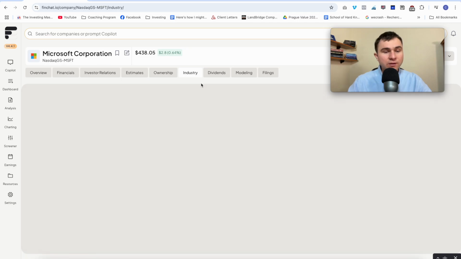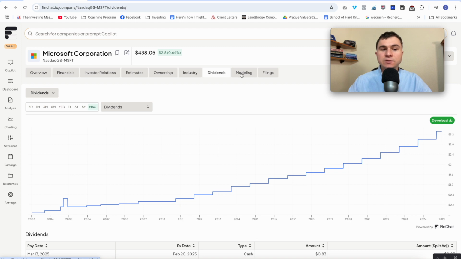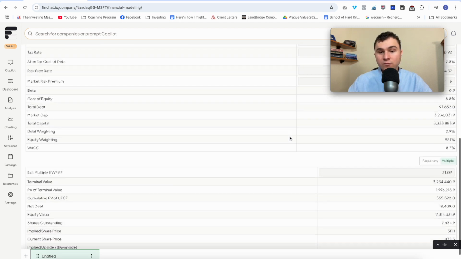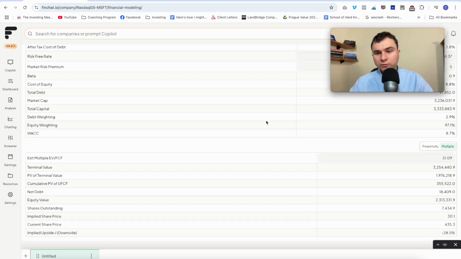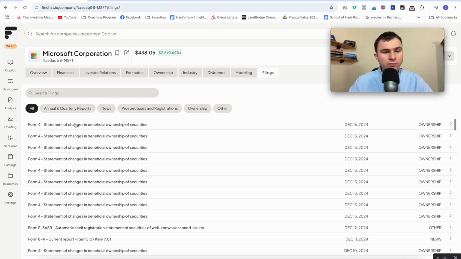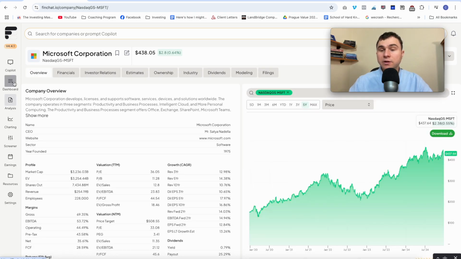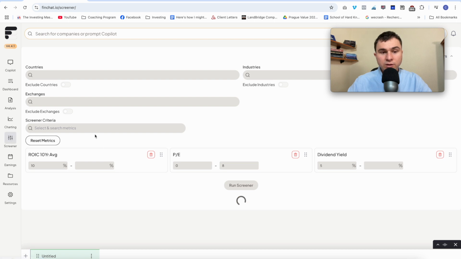And if you go to this type of industry, you have some competition, software companies, you can have dividends, you can play with the modeling to have a valuation. I'm not a big fan of this part, I rarely use it. And filings, to have all the filings, the most recent filings, annual report, 10K, etc. So that's a lot of information in one website. You don't have to spend time looking on Google, searching for things on the internet. Everything is on Finchat.